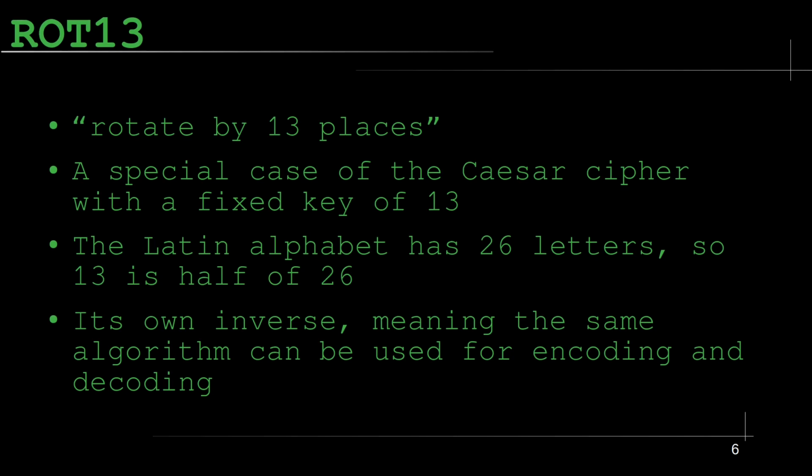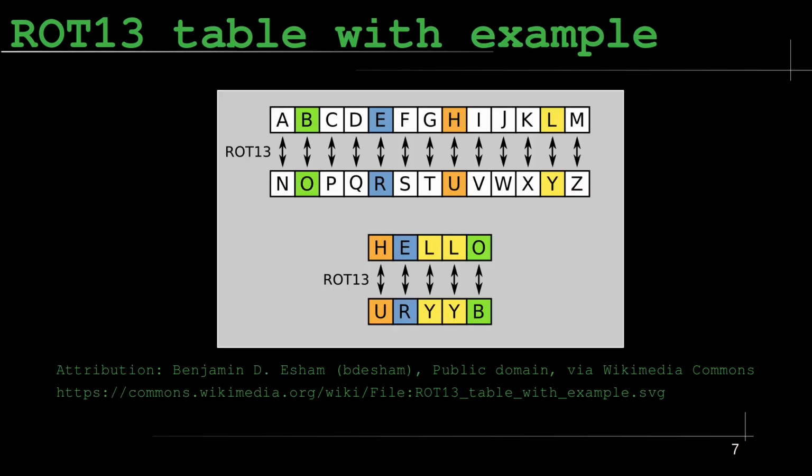Now that we know what ROT13 is, let's look at an example. A simple table can be used for encryption and decryption with ROT13. In this example, we see how H is encrypted into U, E into R, L into Y, and O into B. To decrypt the cryptotext, we just need to reverse the translation. Now that we know how ROT13 works, let's look at a tool which can help us crack the CTF challenge.